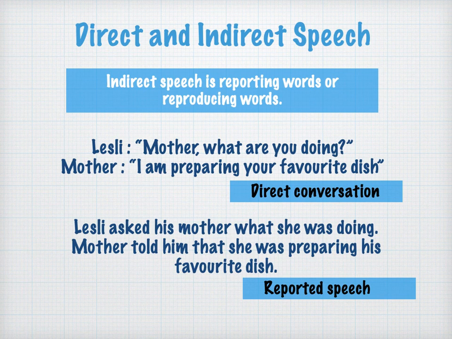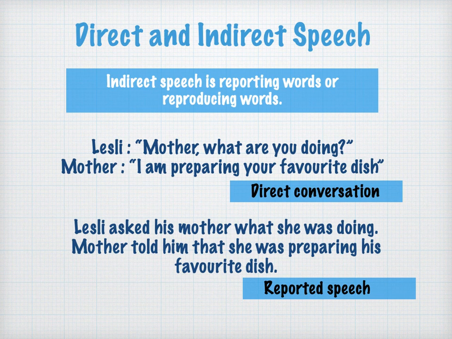Now let's look at this example. Leslie says, "Mother, what are you doing?" So you can see the inverted comma here. After mother, there is a comma. "What are you doing?" Then comes a question mark. Now the mother replies, "I am preparing your favorite dish." Now this is a direct conversation because this happens directly between Leslie and his mother.